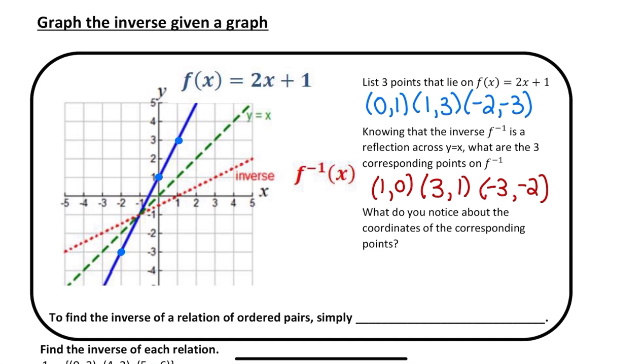So what do we notice about the corresponding points, the coordinates of those corresponding points? We notice that the x's and the y's are just switched. So we can conclude that to find the inverse of a relation of ordered pairs, we simply swap x and y.